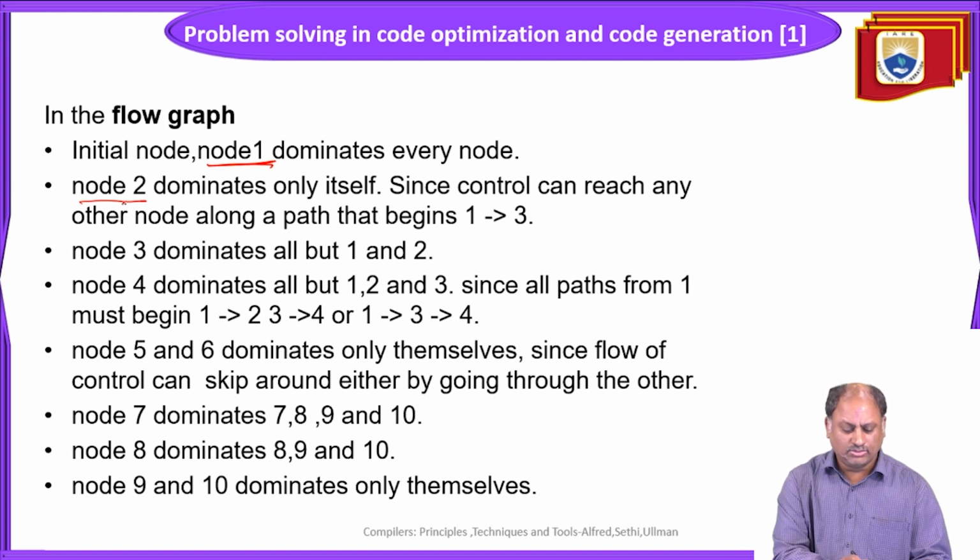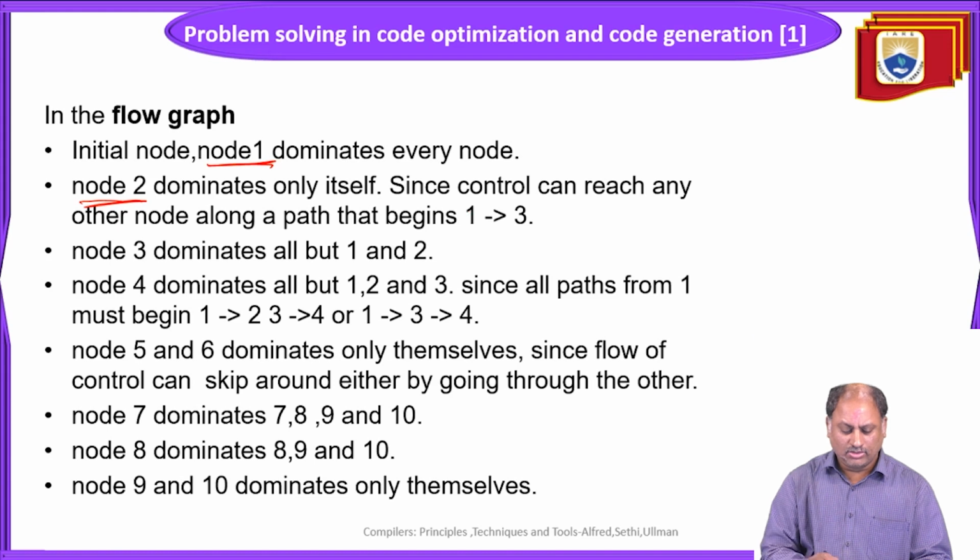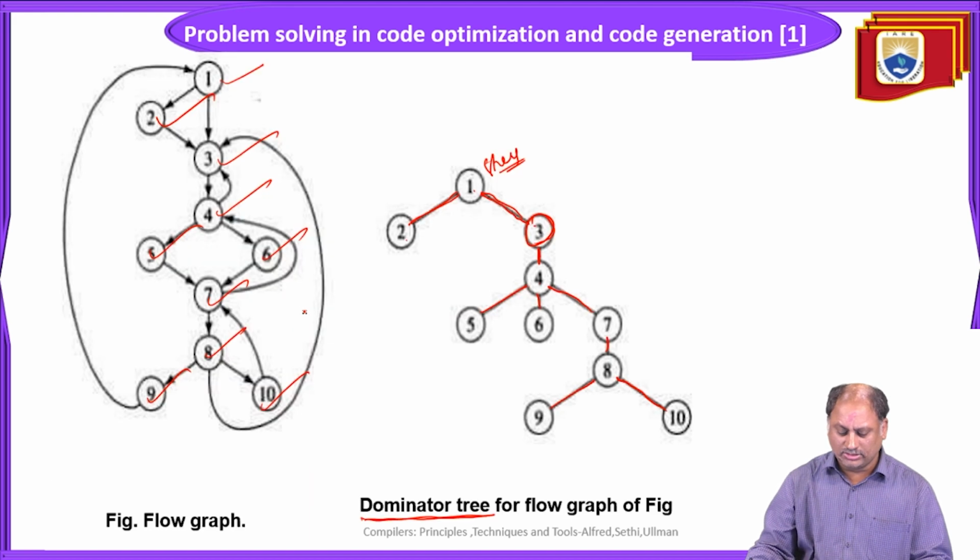Whereas node 2 is also dominating itself, and here the path begins with 1 and 3. Node 3 dominates all but 1, 2. And node 4 dominates all except 1, 2, 3. That means above that level are 1, 2, 3. The remaining edges or transitions are to be eliminated, and only dominating nodes are to be kept. That's why it is called a dominator tree.